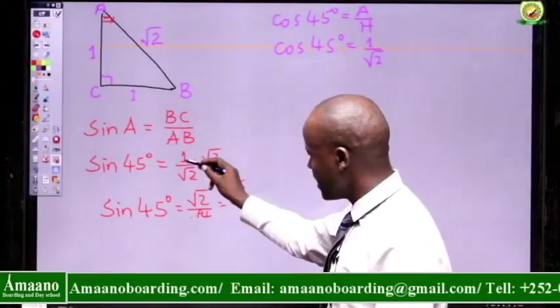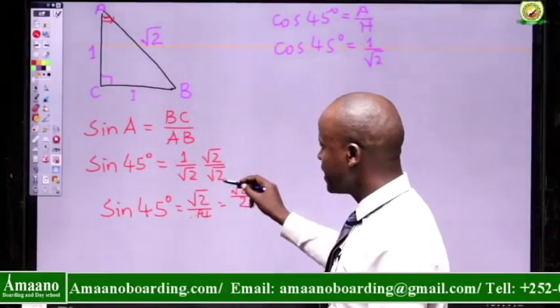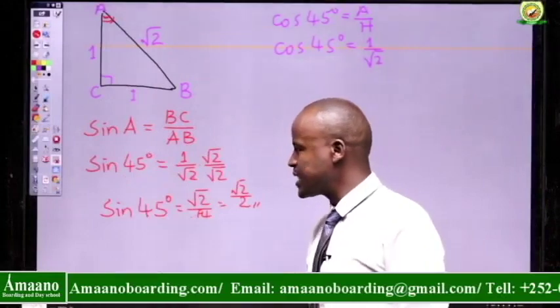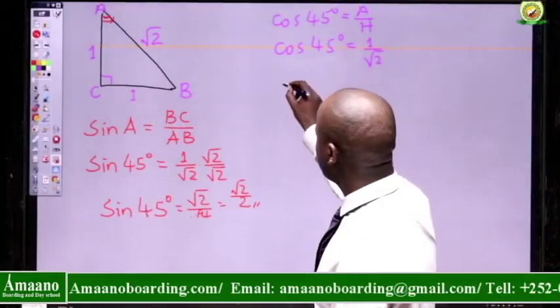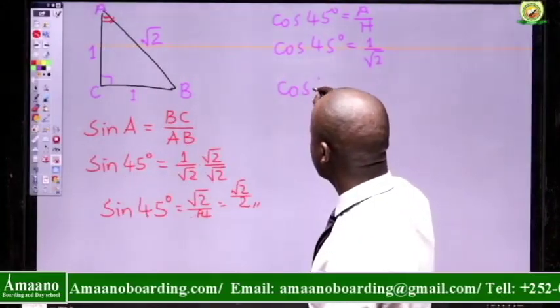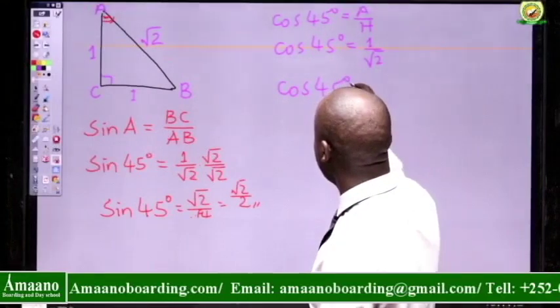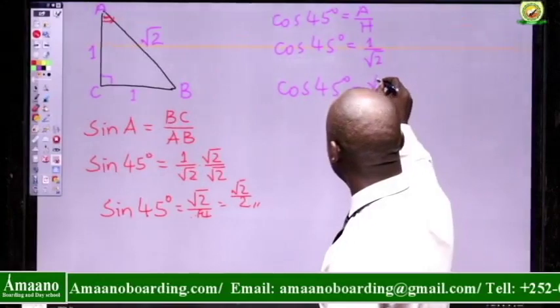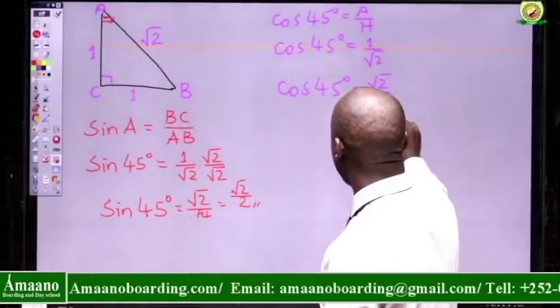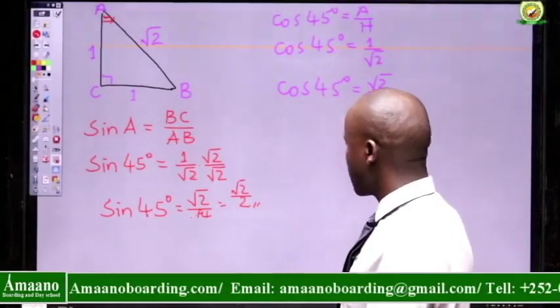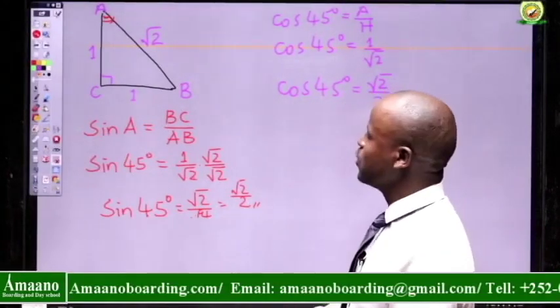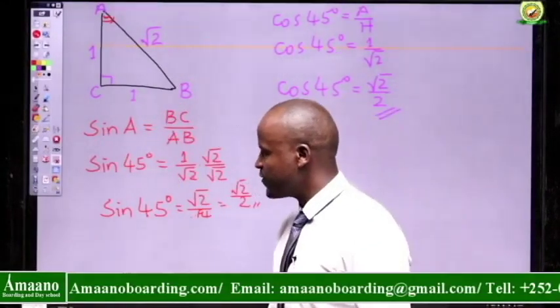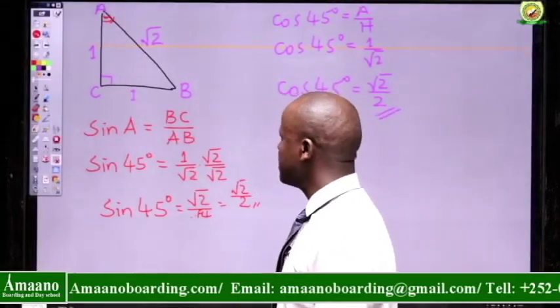Again, we have to do the same thing, rationalizing the denominator, as we did for sine 45. So cos 45 degrees is equal to, after following the same steps, radical 2 divided by 2. So cos 45 is square root of 2 divided by 2, like sine 45. Now the third one is tan 45.